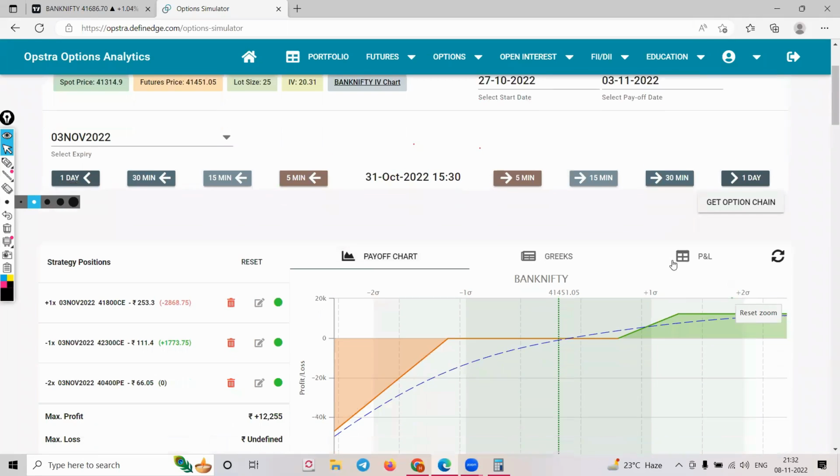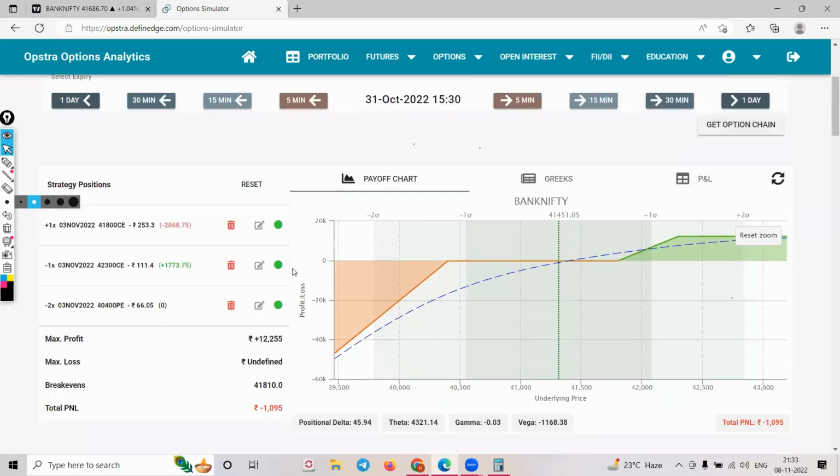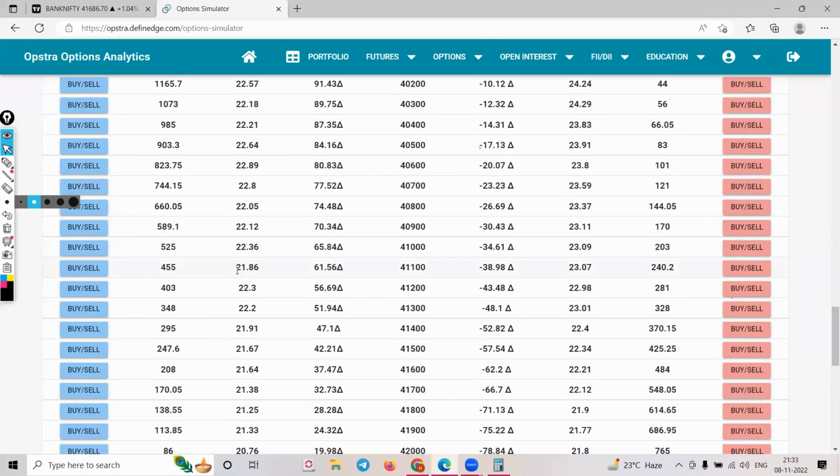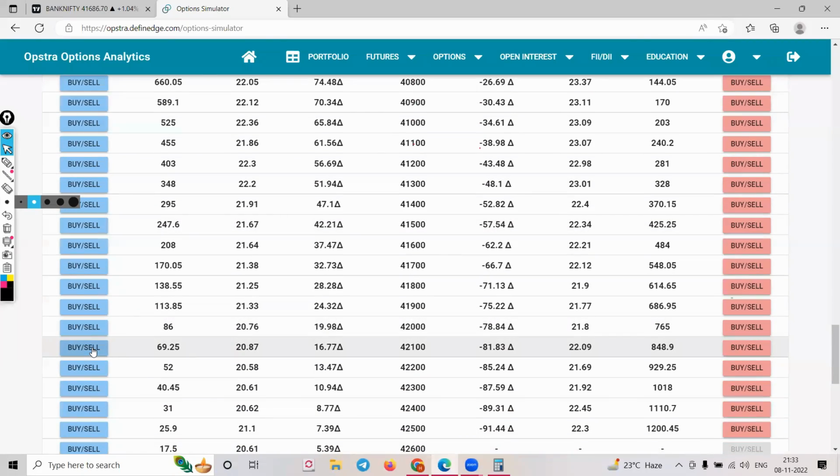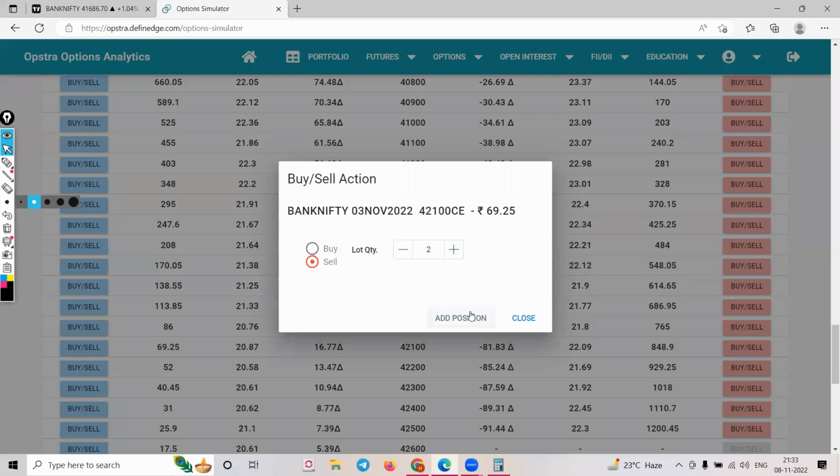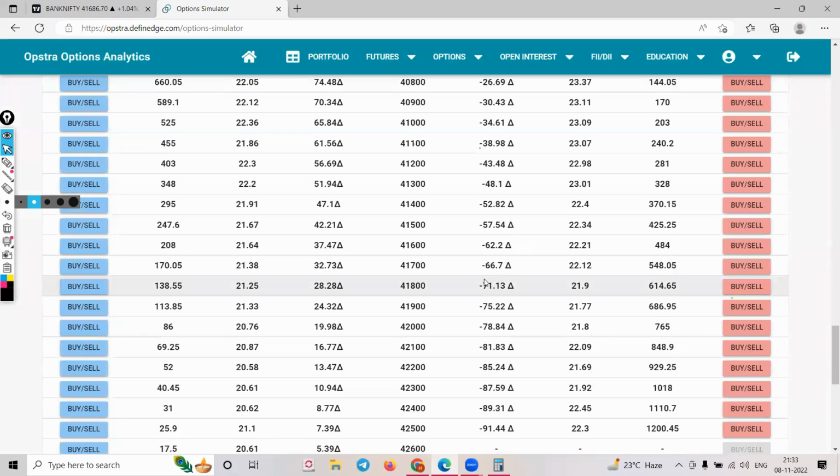No, that will not allow. What was the strike? 60 rupees, 70 rupees. 42,600. So I'll go for two lots. Okay, now tell me what will happen.